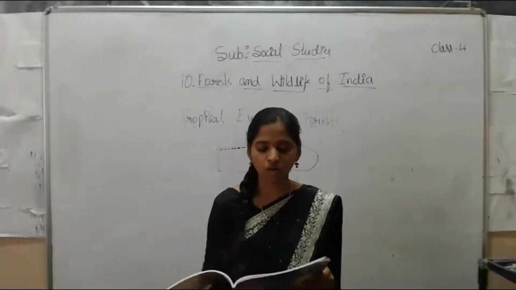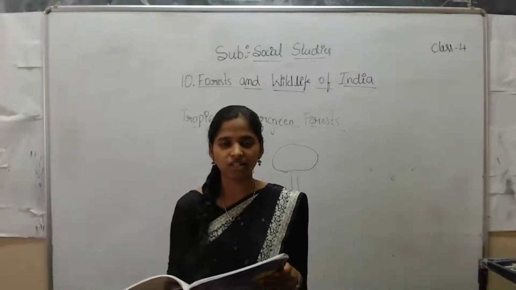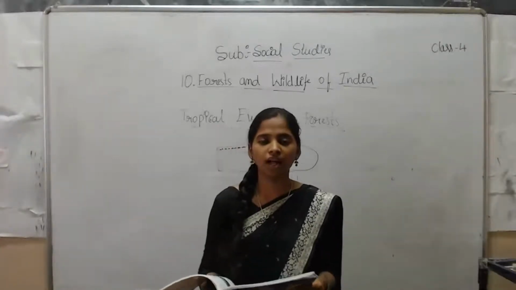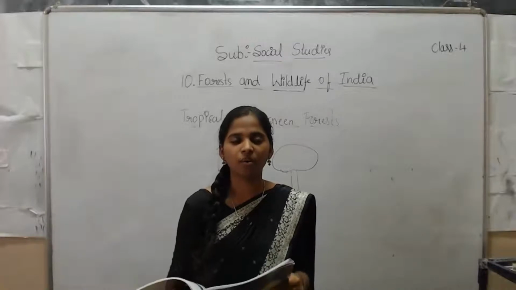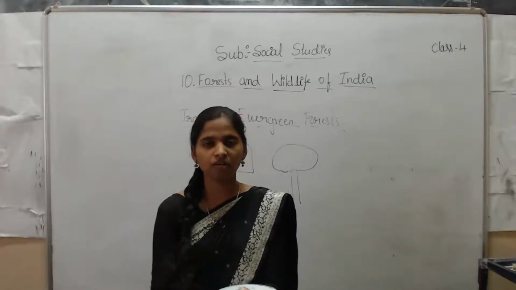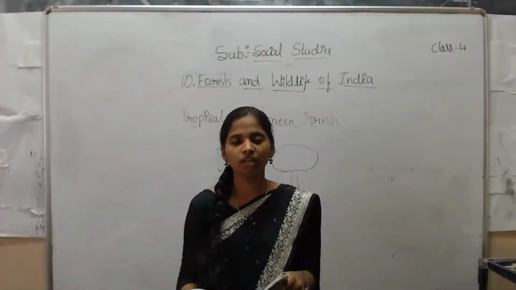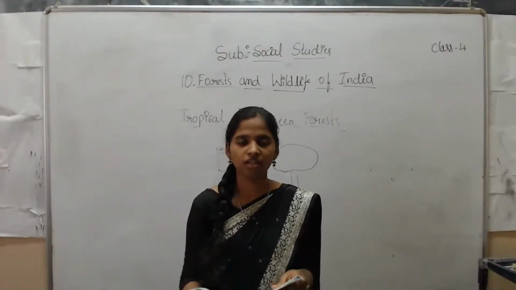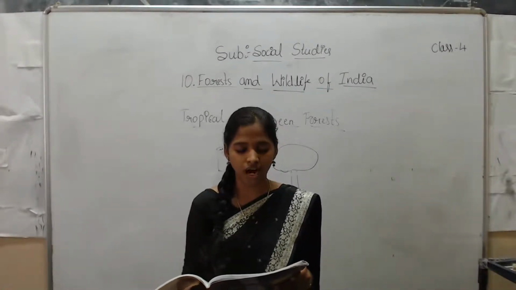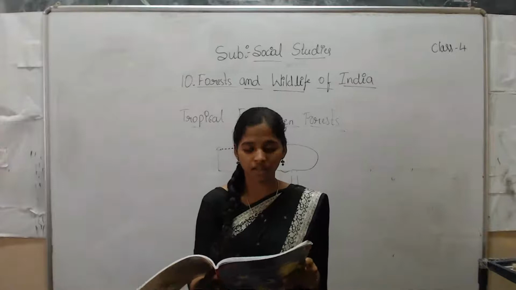Evergreen forests grow well in moist and wet places and are found mainly in the northeastern hills. So this kind of evergreen forest can be seen only in areas with moisture and wet conditions, near water sources. These are mainly found in the northeastern hills of India, the Andaman and Nicobar Islands, and the hill slopes of the Western Ghats. Some of the common trees grown here are mahogany, ebony, and rosewood.